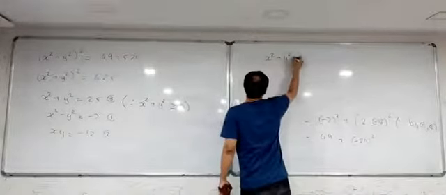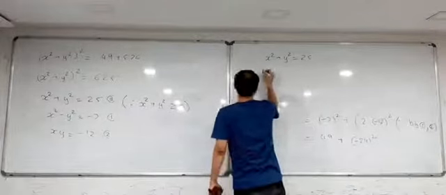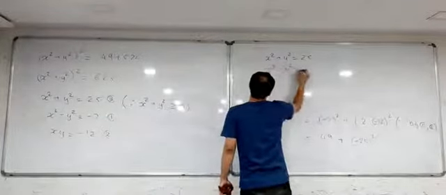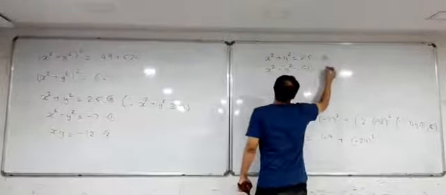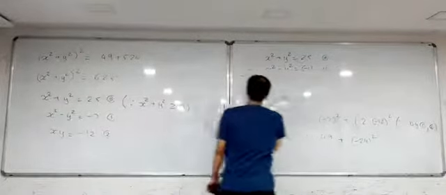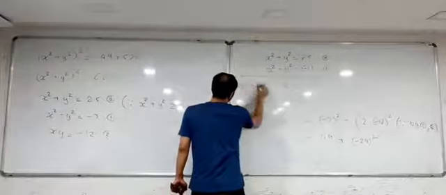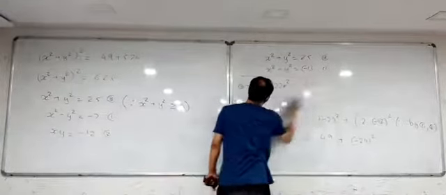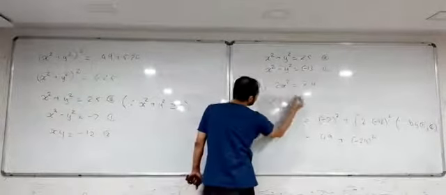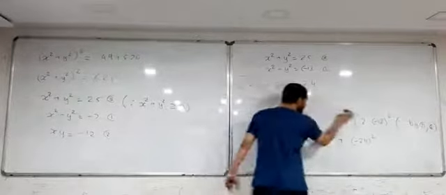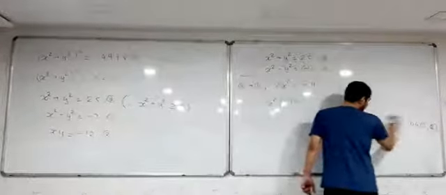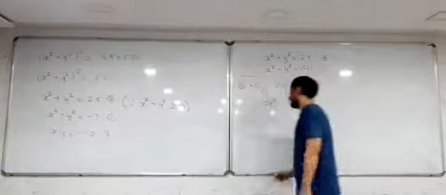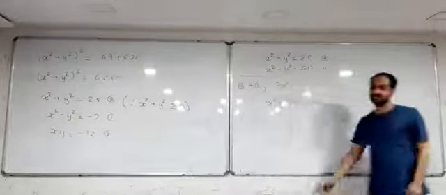So we solve. Add the third and first equations. X square plus y square is 25. X square minus y square is minus 1. This is 3, this is 1. Add, 3 plus 1. Y square gets cancelled. X square plus x square is 2x square. This is 24. So x square will be 12. X square is 12.